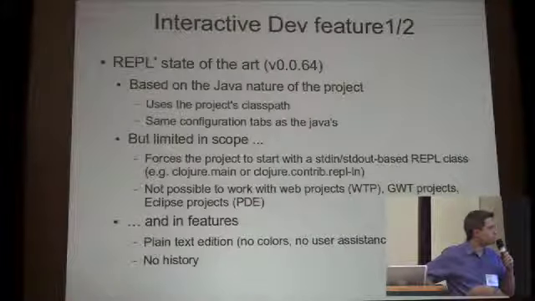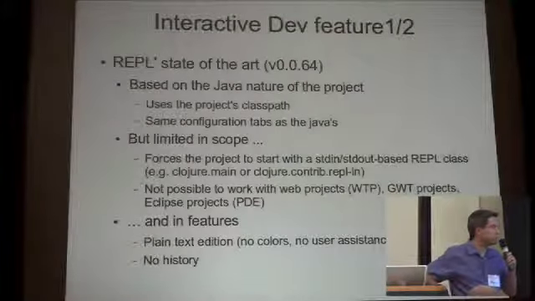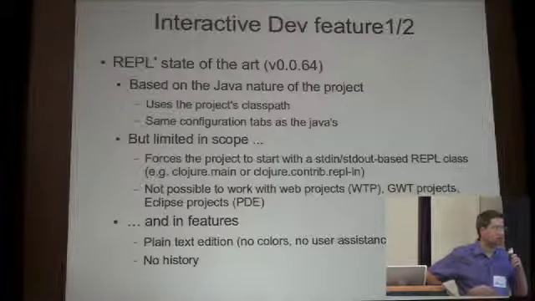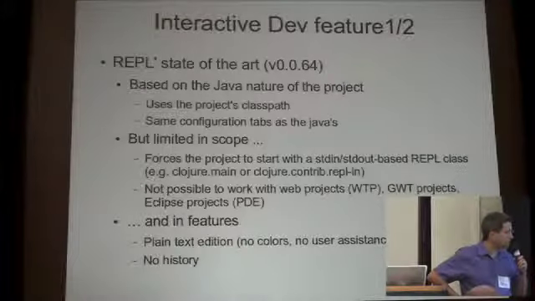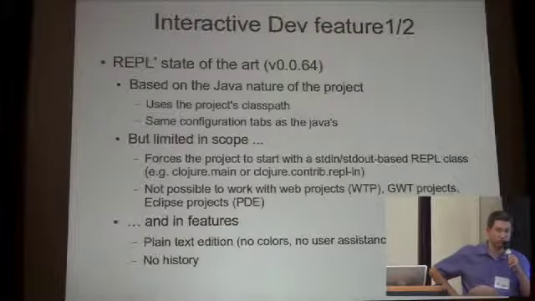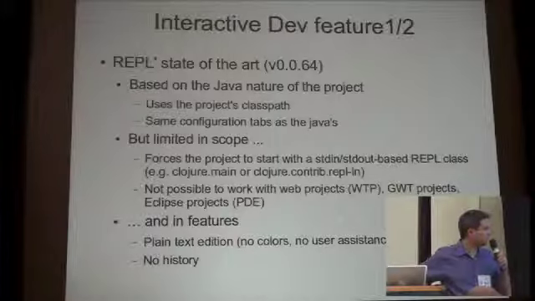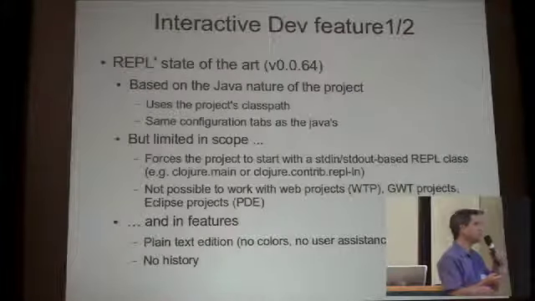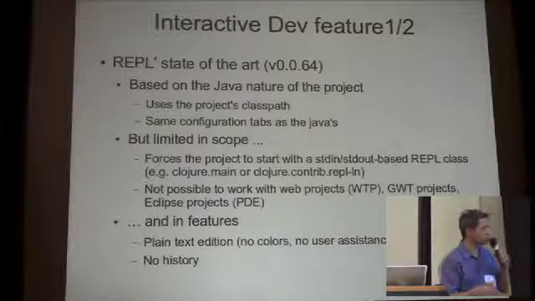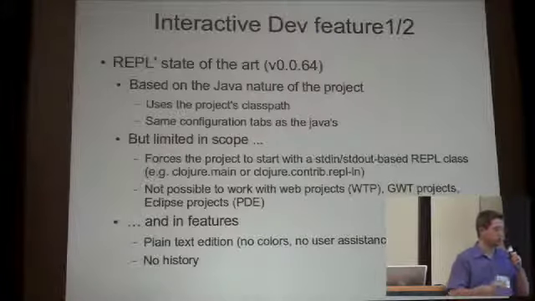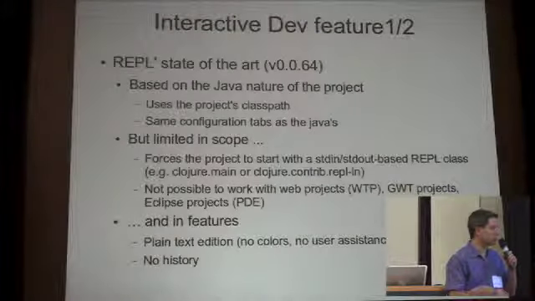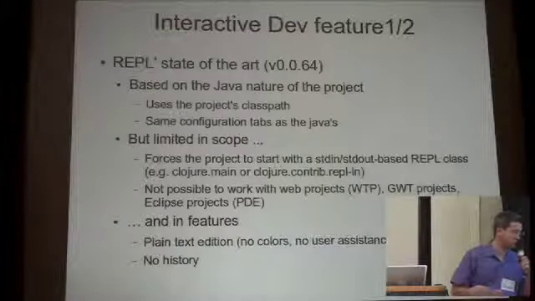Because by doing so, we cannot work correctly with other kinds of projects, WTP, GWT, Eclipse project development, so the development of Counterclockwise itself. And it's also limited in scope because currently we are cheating. We are using the plain old Java console within Eclipse and its features of accepting user commands, and so it's just connected to input-output. So we don't have plain text edition.